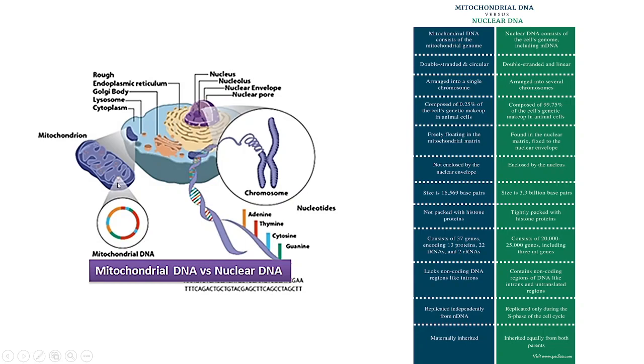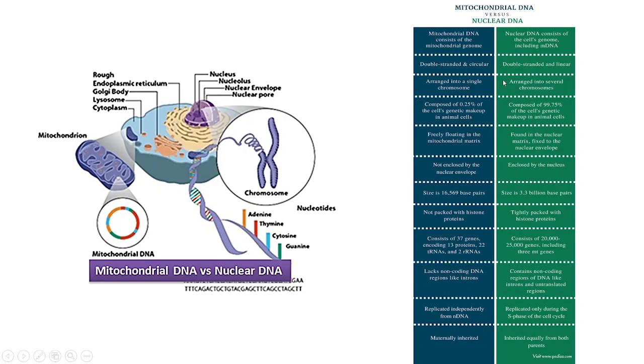Inside the matrix of the mitochondria, there is mitochondrial DNA. Nuclear DNA, we all know, is inside the nucleus. It stays in chromatin form, that is coiled form. During cell division only, it forms the condensed structures of chromosomes. If we talk about the differences between the mitochondrial DNA and the nuclear DNA, the mitochondrial DNA is the mitochondrial genome. Nuclear DNA will be the entire cell's genome.